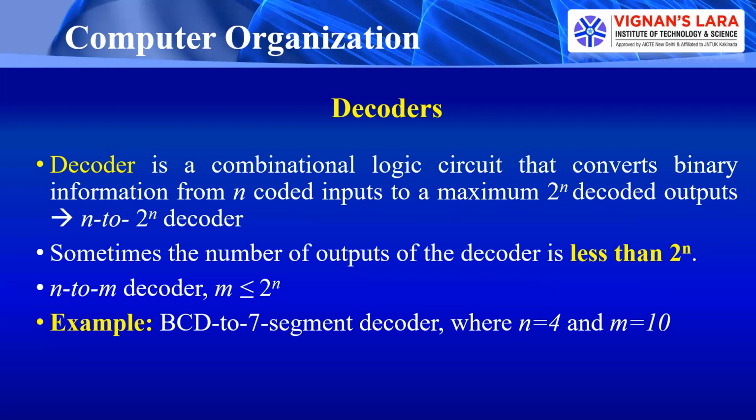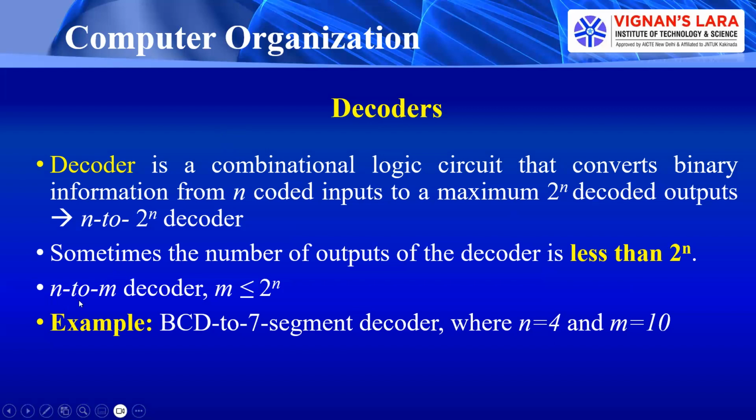Coming to decoder, a decoder is a combinational logic circuit that converts binary information from n encoded inputs to a maximum of 2 power n decoded outputs. That means your decoder has n inputs with 2 power n outputs. That's the meaning of this n to 2 power n decoder. Sometimes the number of outputs of a decoder is not equal to 2 power n, it is less than 2 power n.